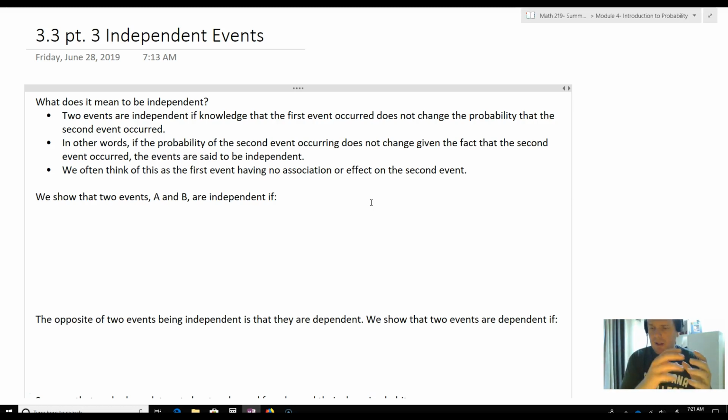If you haven't looked at those and haven't got a good grasp of them, you're probably going to want to go back and look at those videos, because you're going to need both conditional probability and our standard probability. They're going to play a role in understanding what it means to be independent.